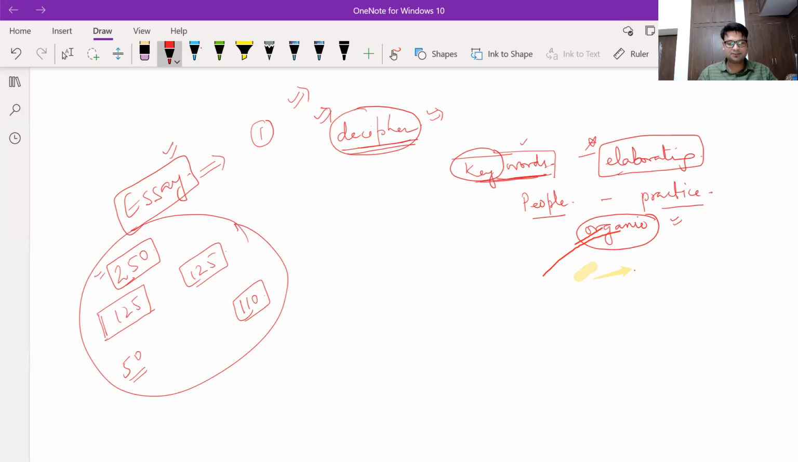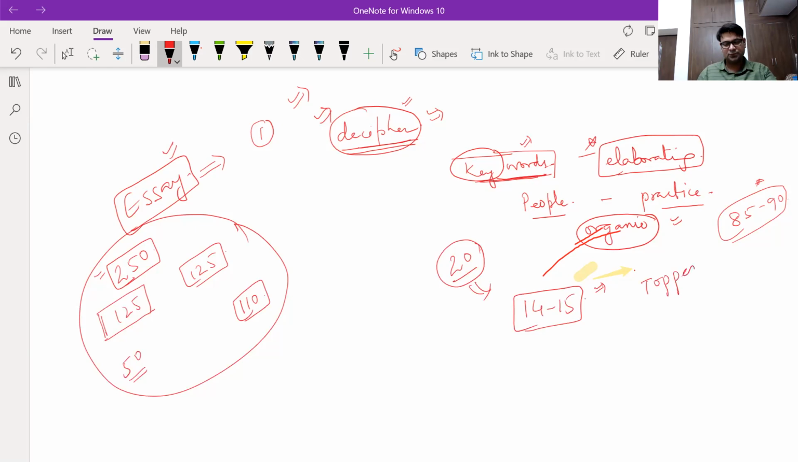In GS, yes, writing on keywords will give you maybe 85 to 90 easily. 85 to 90 you can score even if you do not decipher the question properly many times, because in some question or other you won't be able to decipher it, out of 20. Maybe you will answer very well 14 to 15 questions. And that too, I'm talking about the toppers. Not everyone will be addressing more than 14 to 15 questions properly.